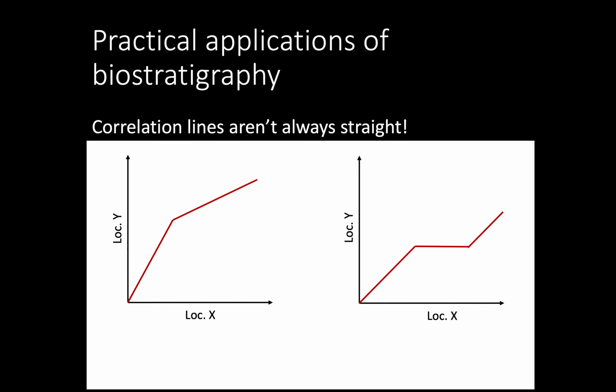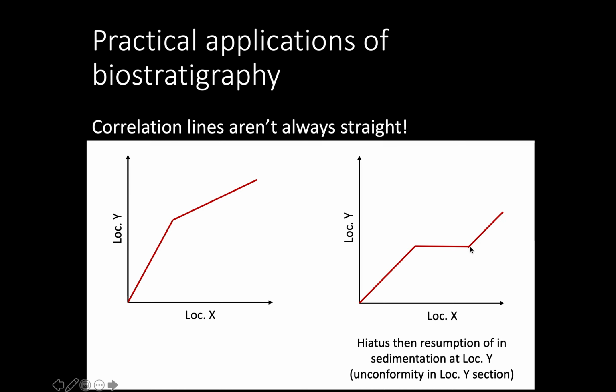As a reminder, correlation lines aren't always straight. Here, there's a flat line right in the middle of location X. This has a steady deposition rate, but something is happening where there's no deposition here. What do you think that could be? You guessed it, it's an unconformity. There was a hiatus of sedimentation, and then we see a resumption of that same sedimentation. Why that could happen is for a whole bunch of different reasons, but this is how you would indicate an unconformity if you were doing one of these as well.